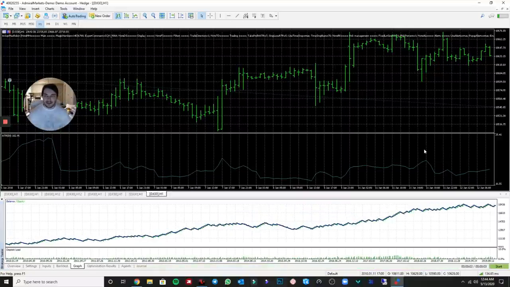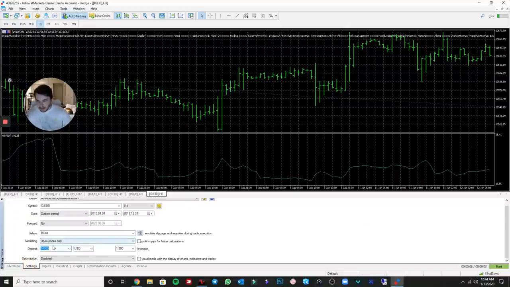So there we go. With a $10,000 account, we risked 1%. Instead of doing 100% growth, we did about 80 something percent growth in 10 years. So that's going to be about 8% per year growth that this EA has performed on autopilot with a $10,000 account.